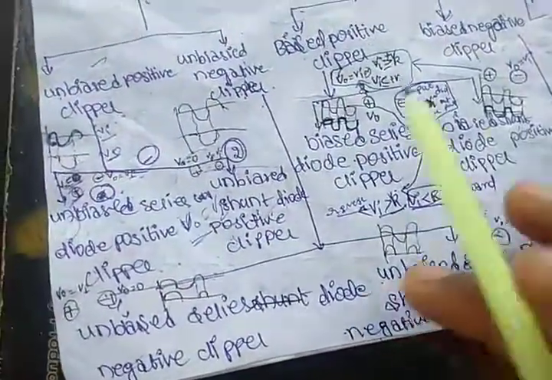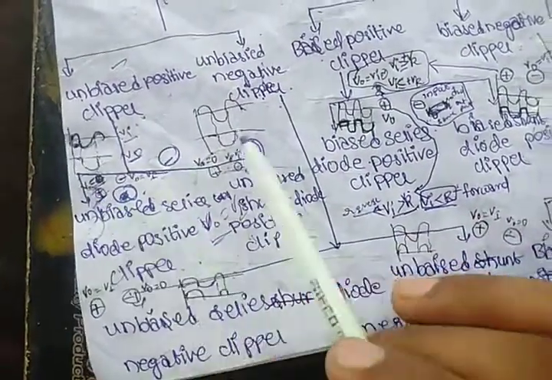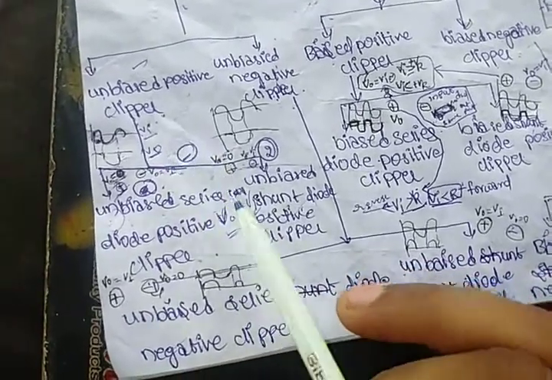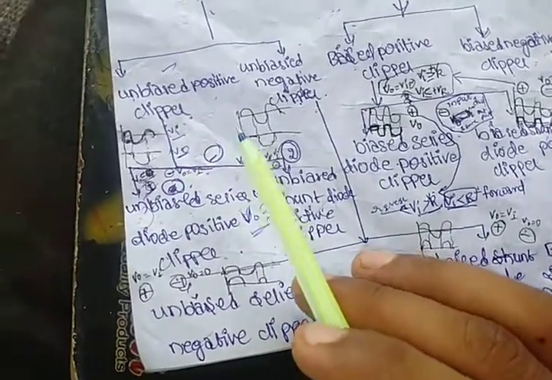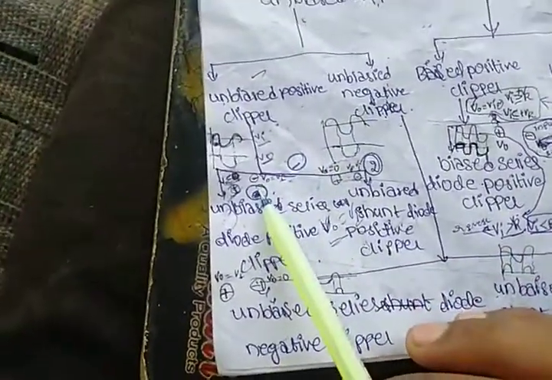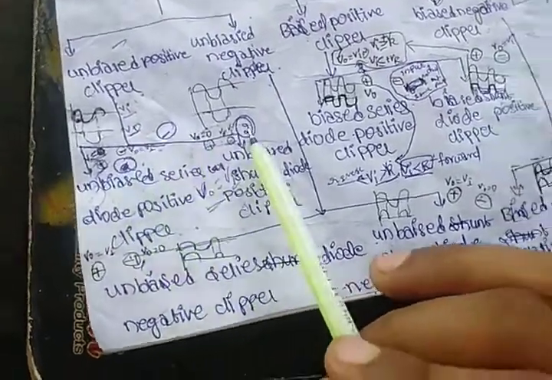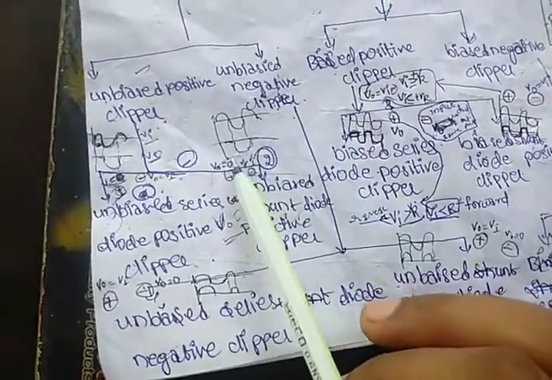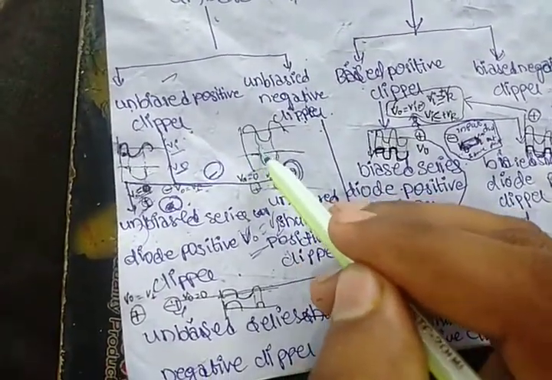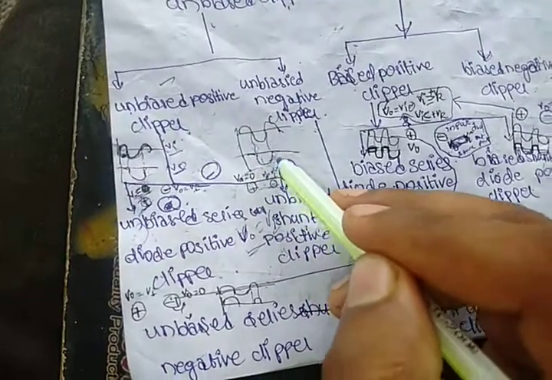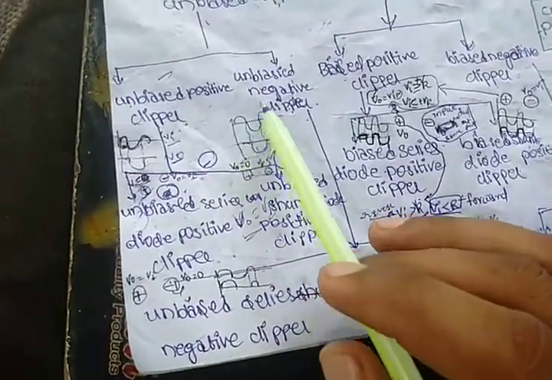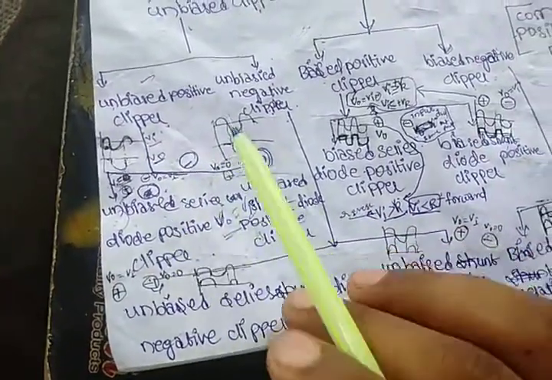Next is the shunt one. These two are the same but connected in reverse. The diode and resistor are connected in reverse. Here the diode and resistor are connected in series, and here they are connected in shunt, that is parallel. So the same here: no output in the positive half and the negative half is the same. This is the unbiased positive clipper.